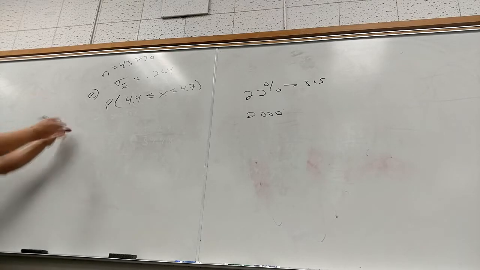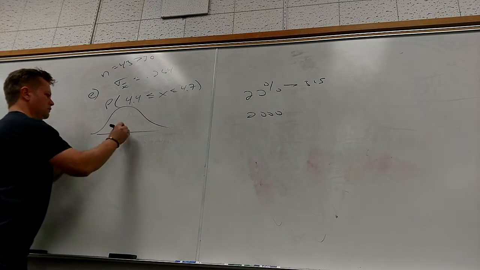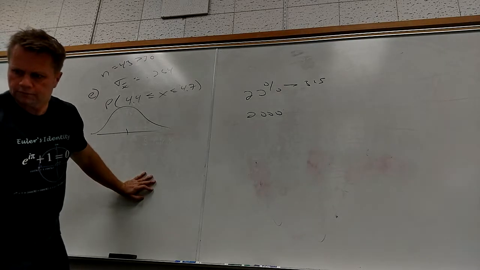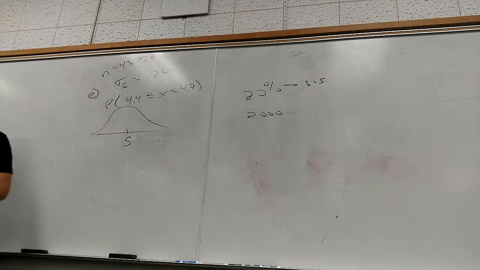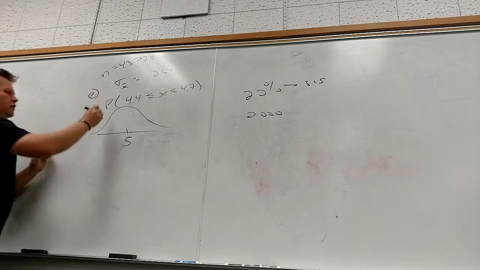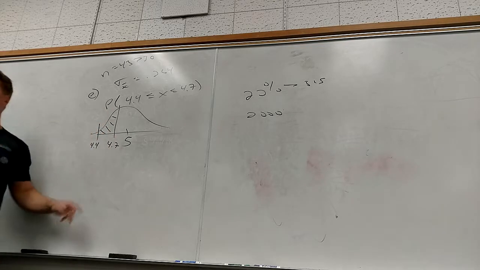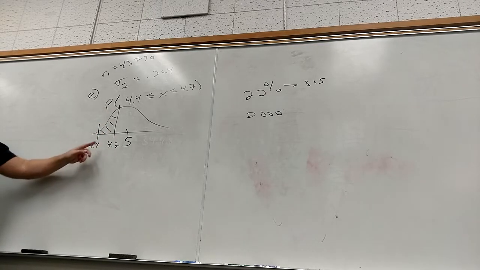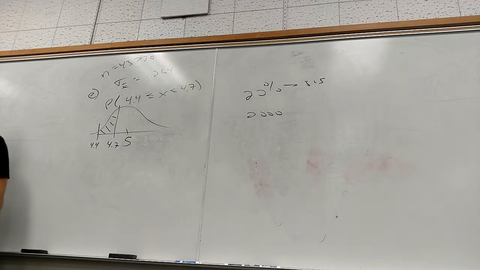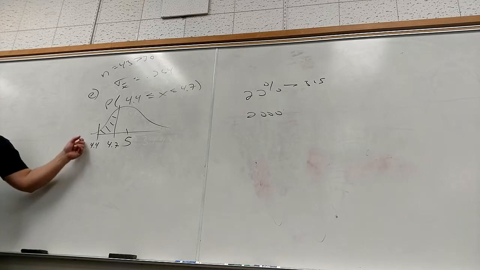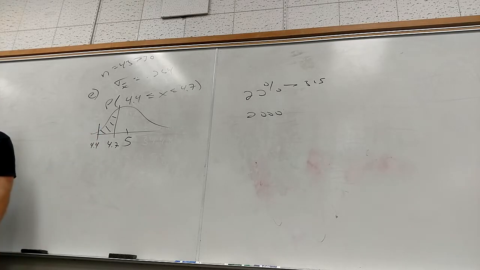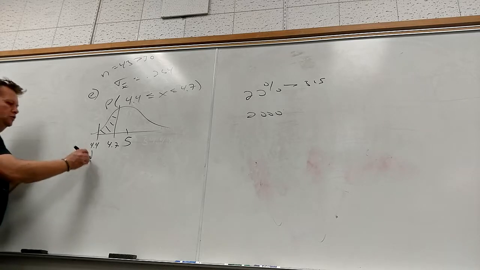Oh, hold on. Let's finish this. So now I've got, what goes in the middle? What was the mean? 5. Right? From 2 to 8, so 5's in the middle. And I want to know from 4.4 to 4.7. So to figure out this area, I just do what with these? You have to find the areas. Before I can do that, I have to make these into z-scores.